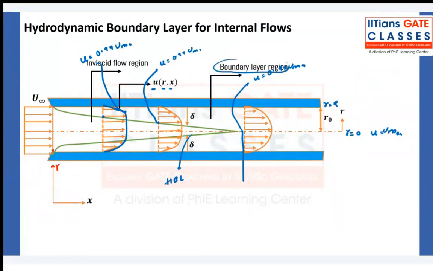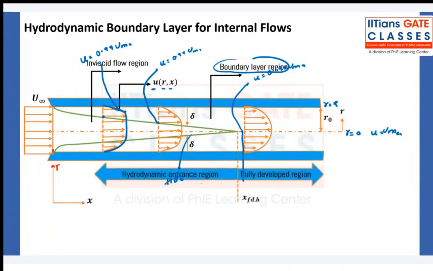Okay, here you can feel the stresses. Viscous stresses are dominant here. Now this is called the hydrodynamic entrance region, and this is called the fully developed region. After this the flow is fully developed, the profile is going to remain the same and it is not going to change. So these kinds of profiles are formed in internal flows.